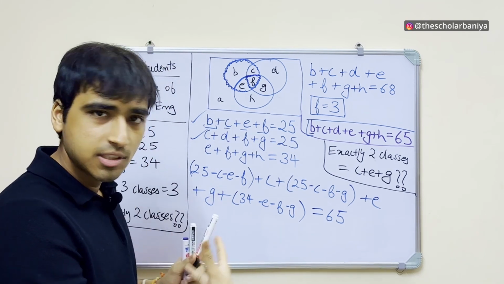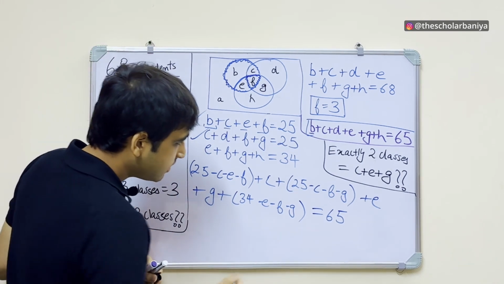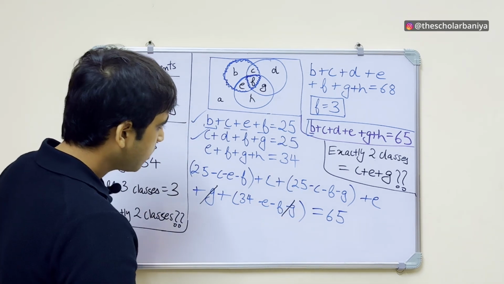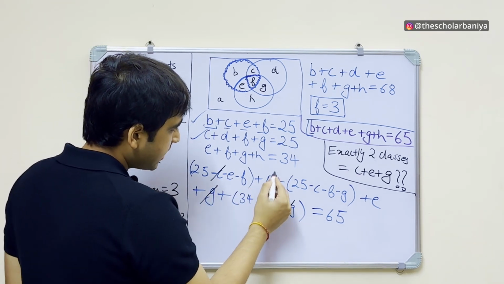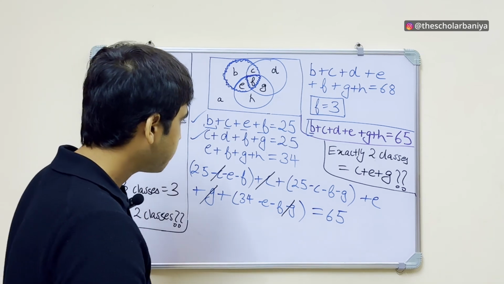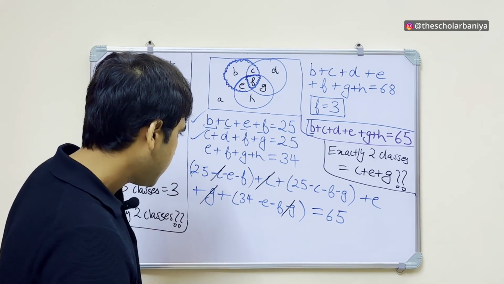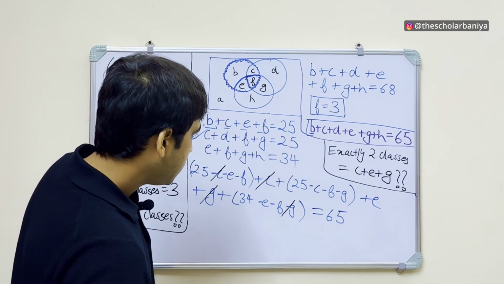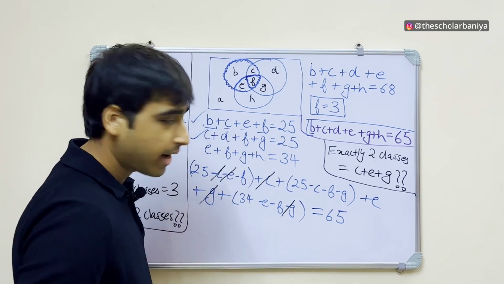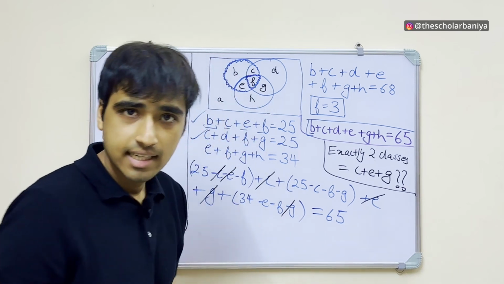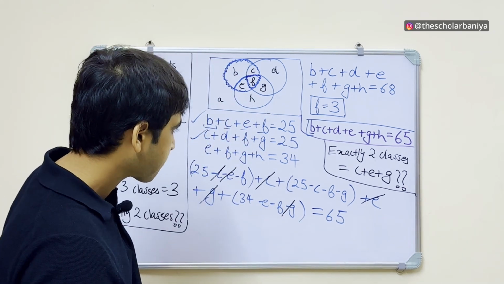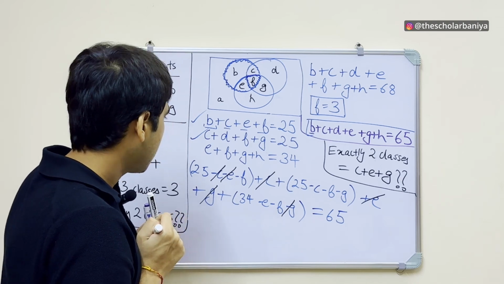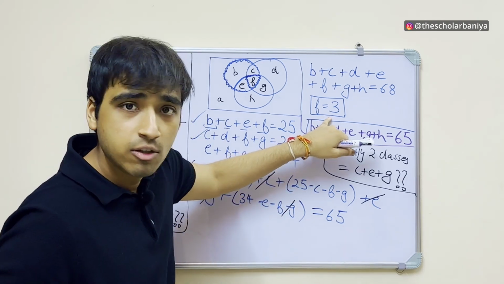Now let's do some solving. So we can see that minus G plus G, this gets cancelled, right? Minus C plus C, this gets cancelled, right? Then what else? Yeah, minus E and plus E, this gets cancelled, right? Okay. What else? I think this should be fine. We also know what is F. F is equals to 3.